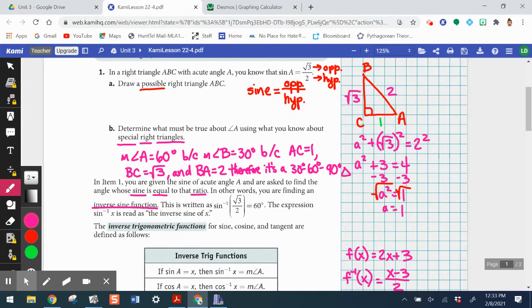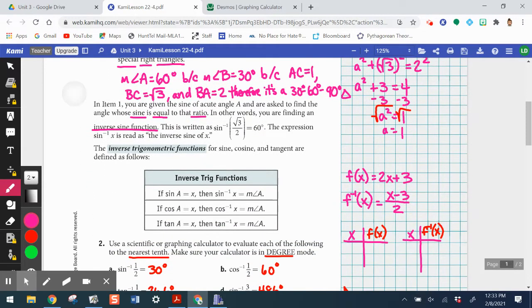Now, in item 1, you're given the sine of an acute angle. We don't know the actual measure, and we're asked to find the angle whose sine is equal to that ratio. In other words, you're finding what's called the inverse sine function. And the way it's written, a lot like the inverse functions you learned in Algebra 1, sine inverse of square root of 3 over 2 is 60.